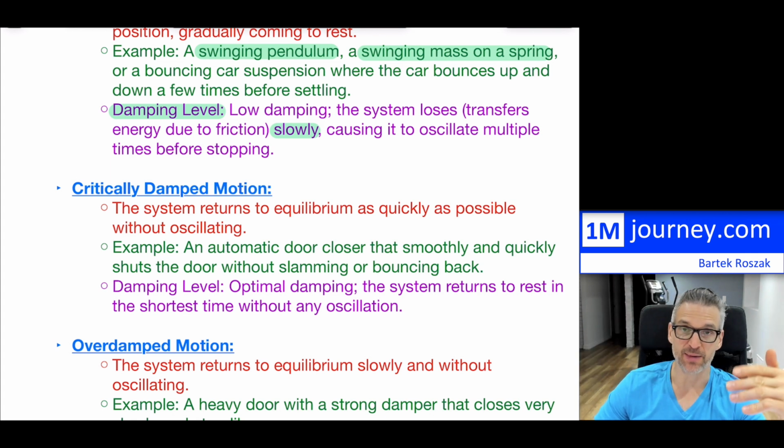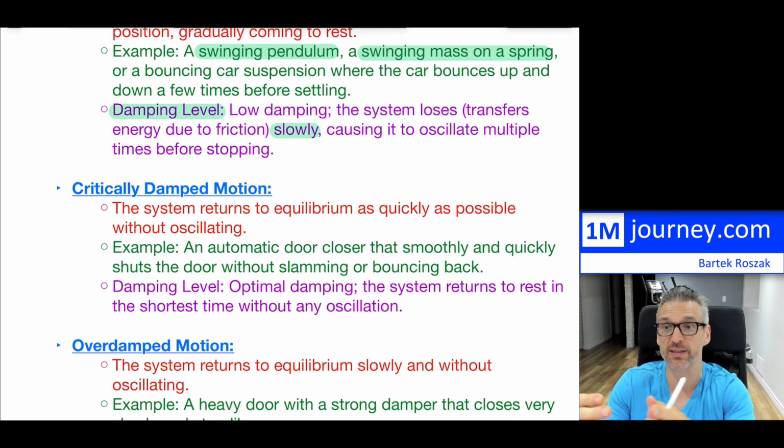In these types of examples, you might see this in an automatic door closer. An automatic door closer smoothly and quickly shuts the door without slamming it or bouncing it back. With some cars, if they're just mechanical, the door will probably slam. But if they have some kind of a dampener, you might close it smoothly.